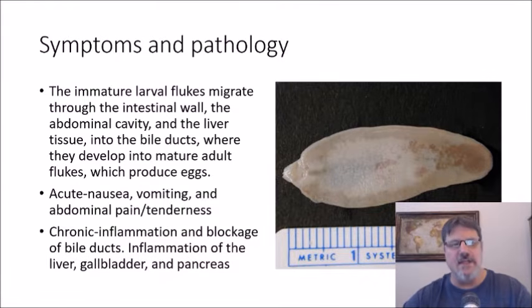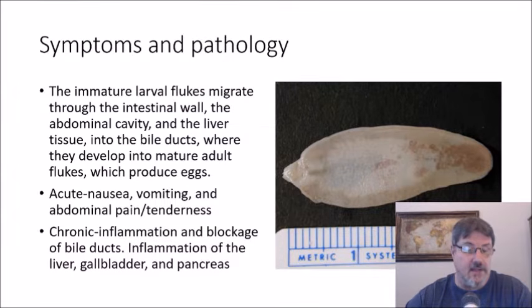The symptoms and pathology. The immature larval flukes migrate through the intestinal wall, the abdominal cavity, and the liver tissue into the bile ducts, where they develop into mature adult flukes, which produce eggs. Some of the symptoms and pathology include, in the acute stage, nausea, vomiting, abdominal pain, and tenderness. And in the chronic stage, you may see inflammation and blockage of the bile ducts, inflammation of the liver, gallbladder, and pancreas. And here we have an adult Fasciola hepatica.